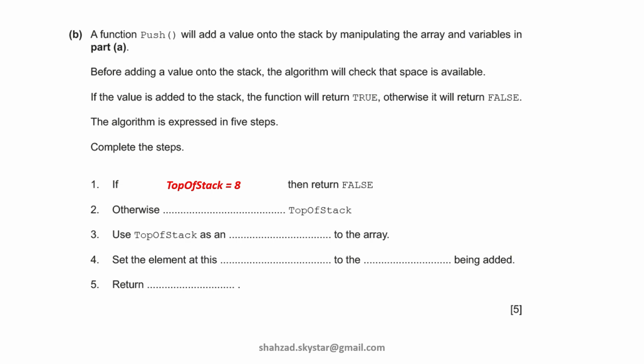Okay. Step number 1 is if top of stack equals 8, then return false. Otherwise, increment top of the stack by 1, and use top of the stack as an index to the array: 0, 1, 2, 3, so on it will move on. Set the element at the index to the value being added and then return true.